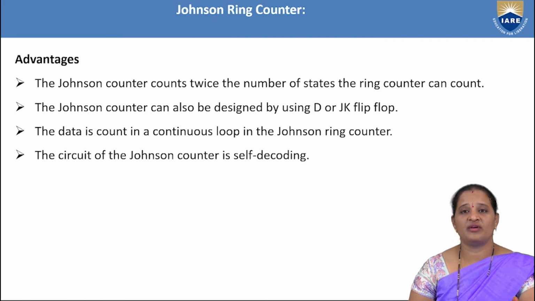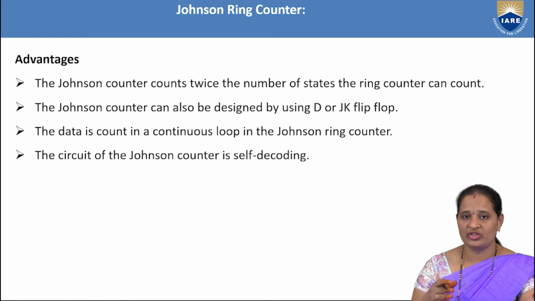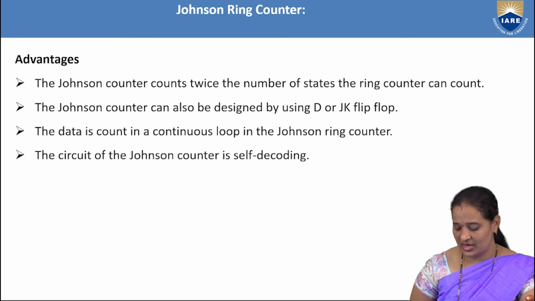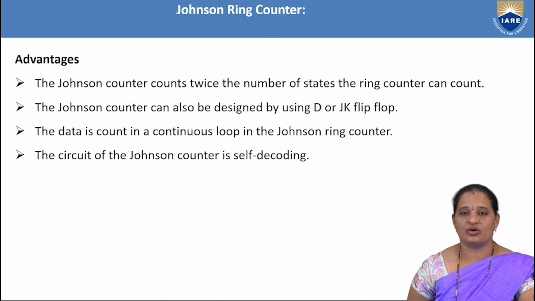Now, the circuit of the Johnson counter is self-decoding. As we are providing a continuous loop without any external input, it can change its state. So that is why it is called a self-decoding counter.